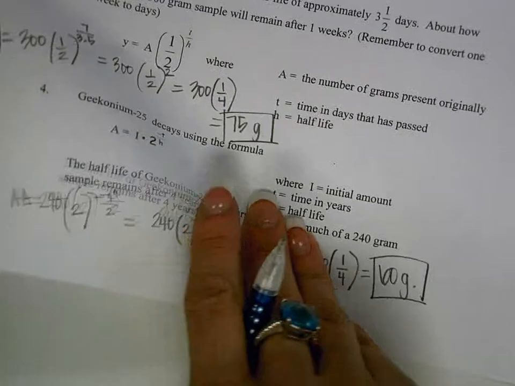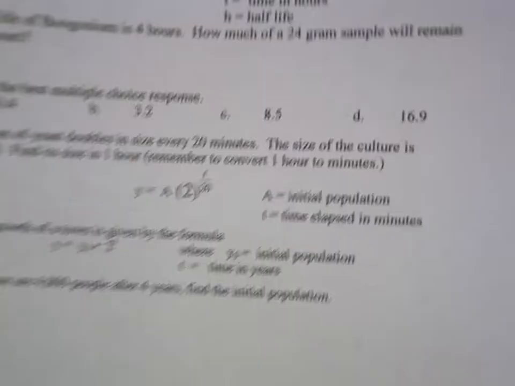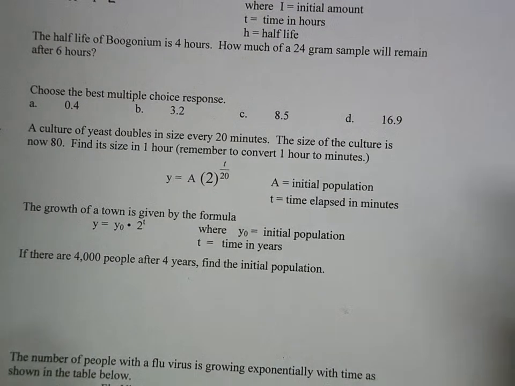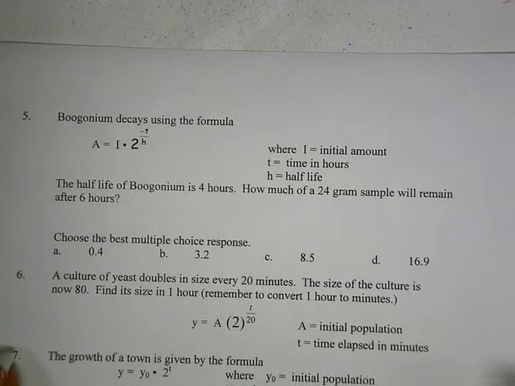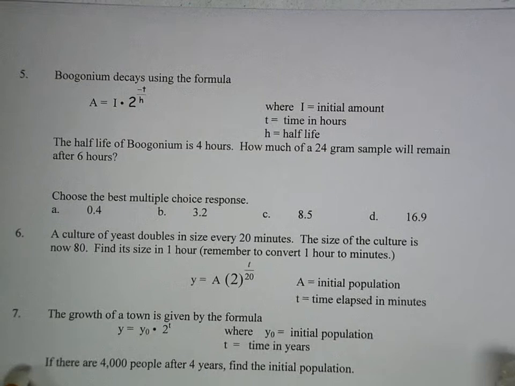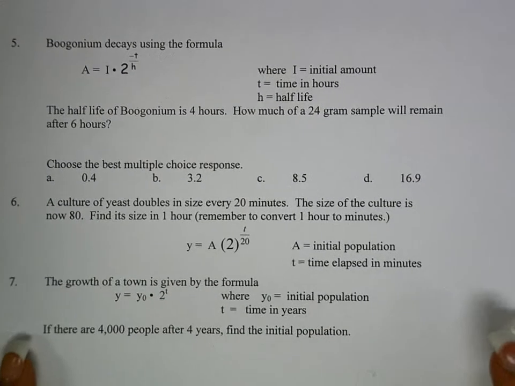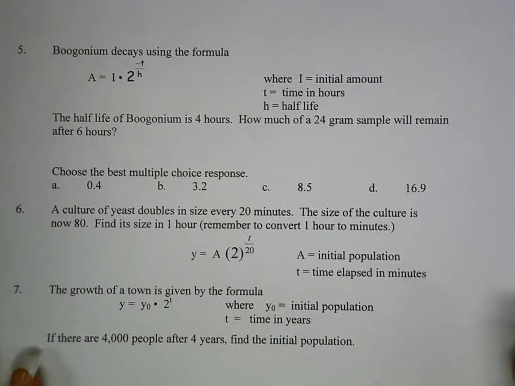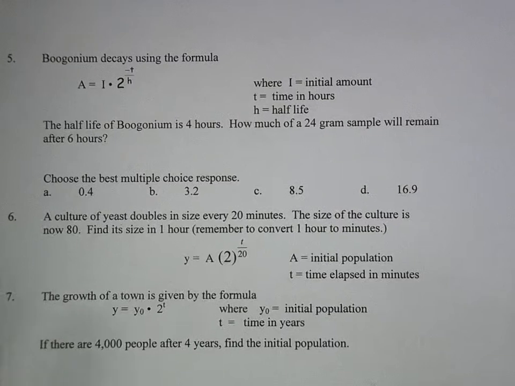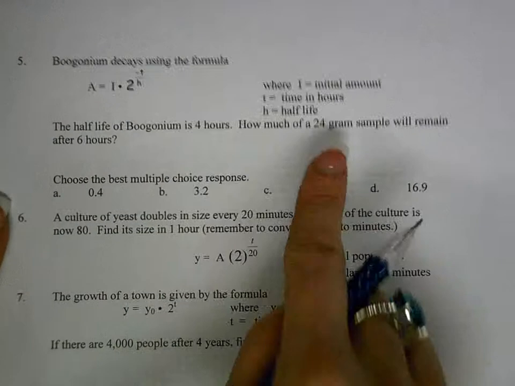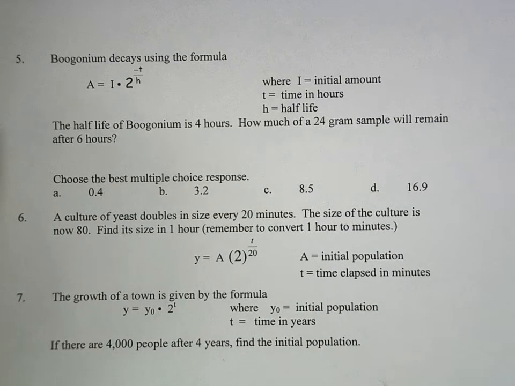Okay, the next one. On number 5, begonium decays using the formula A equals I times 2 to the negative T over H. I is initial amount, T is time in hours, H is half-life. Okay, so half-life is 4 hours. How much of a 24-gram sample will remain after 6 hours?